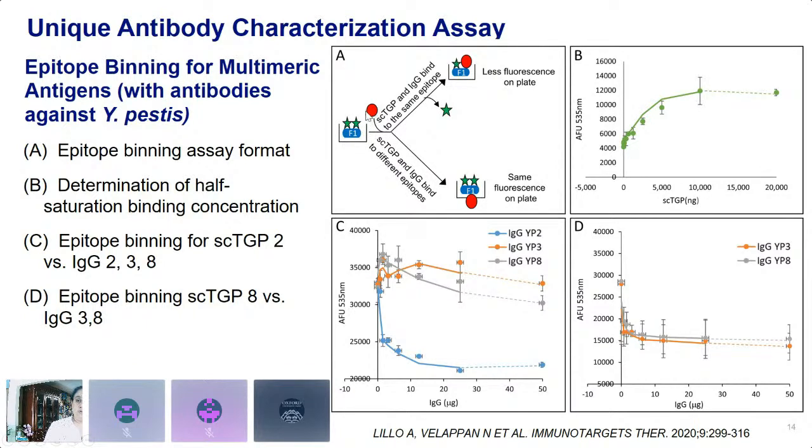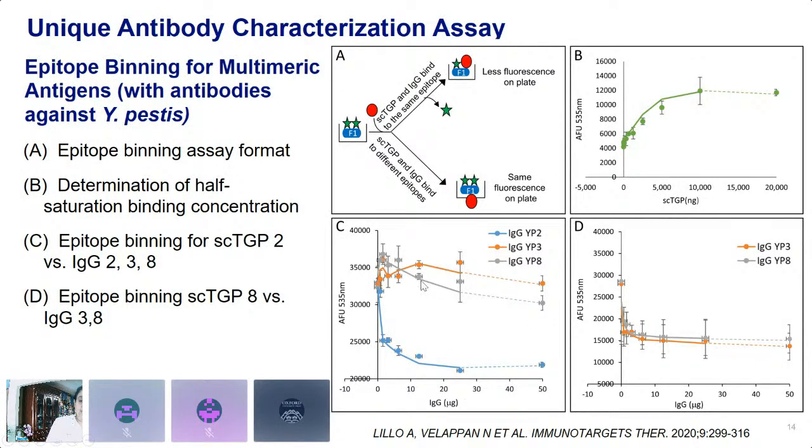To this complex, you add the unlabeled IgG. So if the IgG binds the same epitope as the SETGP, the IgG, because it has 2 binding moieties, will replace the SETGP, and there will be a lowering of fluorescence. However, if the IgG binds at a different epitope or a different part of the protein, the fluorescence will remain the same. We set up the assay at the half saturation binding concentration, which is around 5,000 nanogram for SETGP2, shown in this graph.